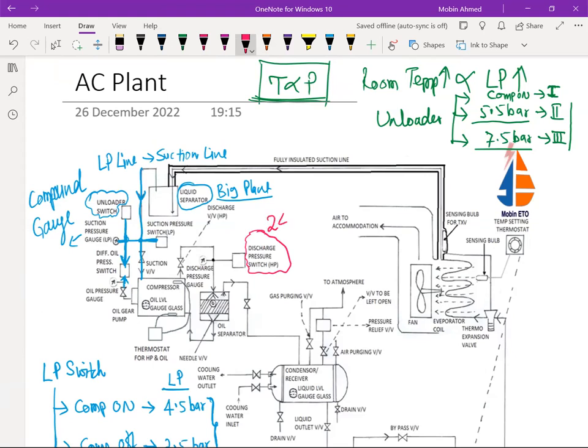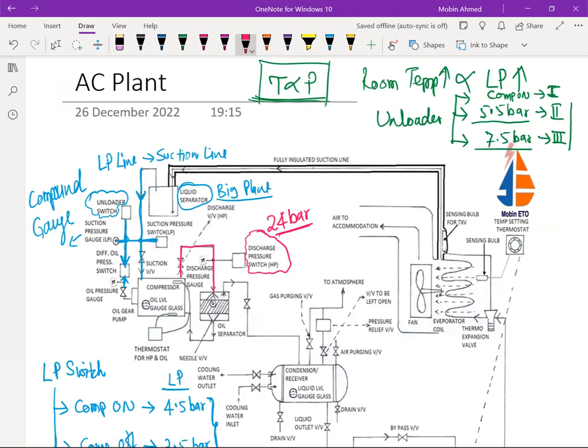So if it is going to be 24 bar, it depends on the model. As per that, if the discharge pressure goes beyond 24 bar, it will trip the compressor. So this is the safety of the compressor. The differential oil pressure switch is a safety. The discharge pressure switch is also a safety.